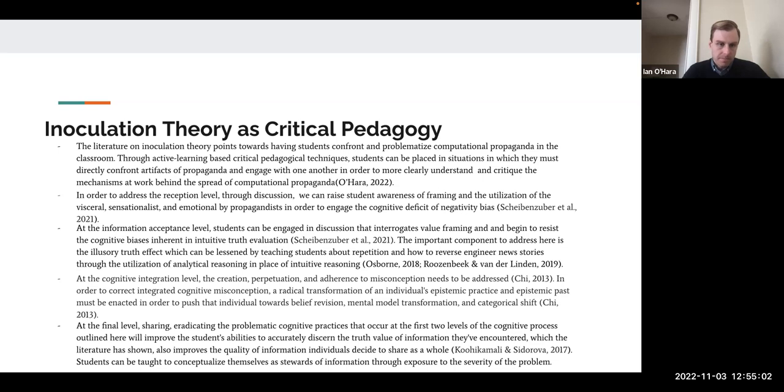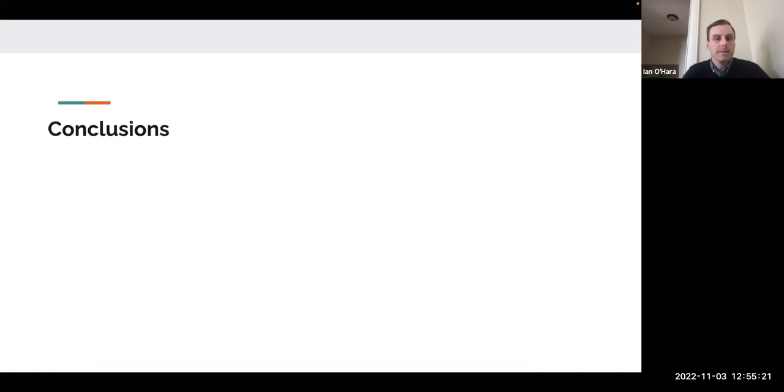So this is another sort of teachable moment where you can teach students, after teaching them about the cognitive deficits that they're going to have to face, you can show them the severity of the problem and issues where real harm was constituted in the real world by computational propaganda.